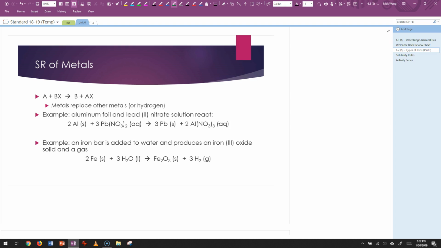The next example here, an iron bar is added to water and produces an iron 3 oxide solid and a gas. So in this case, let's go and take a look at the setup. We have iron by itself, and then we have water right here, and that is going to undergo some kind of a reaction.